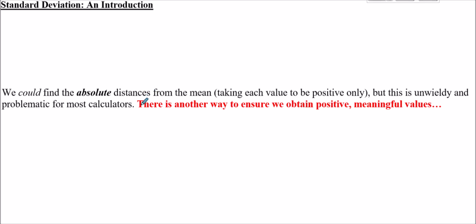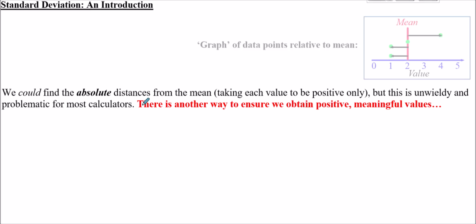So is there another way of ensuring we get positive, meaningful values, rather than switching the order and making it awkward on ourselves? Well, yes, there is. So what could we do to the values to ensure that they always end up being positive and meaningful? So again, just return to this graph of the data points relative to the mean, 2.